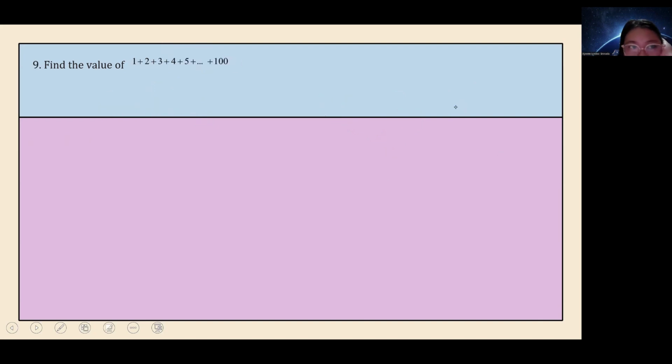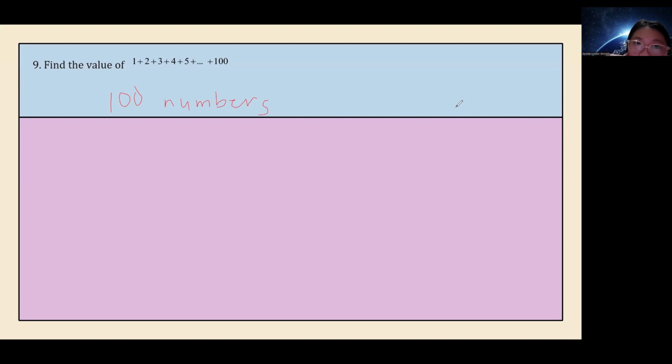Next, let's go to number 9. Number 9: find the value of 1 plus 2 plus 3 plus 4 plus 5 and so on until 100. Okay, so we are basically adding 100 numbers. So it's so tiring adding 100 numbers, right? So what can we do to solve this one quickly and easily?